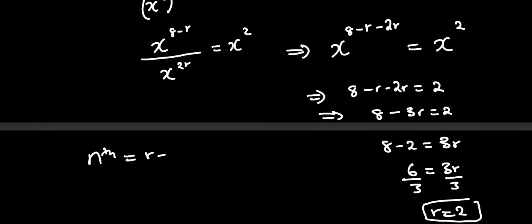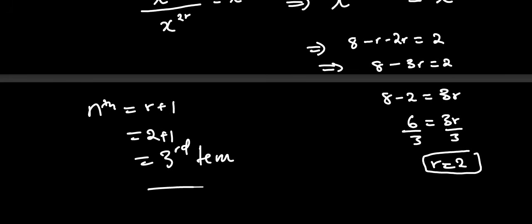meaning we're having what? r plus 1. So this is actually 2 plus 1. So it is the third term that has x squared over y squared. That's how you are supposed to do the question.